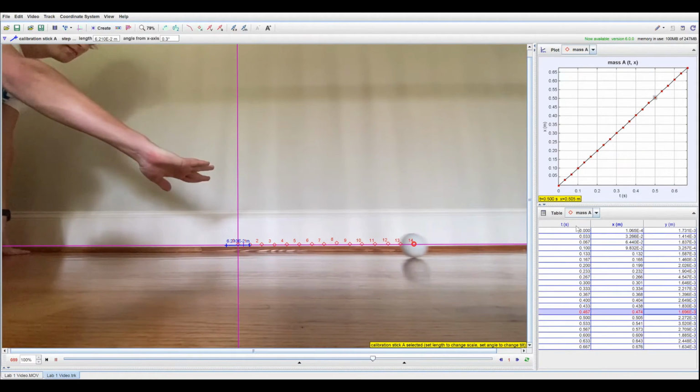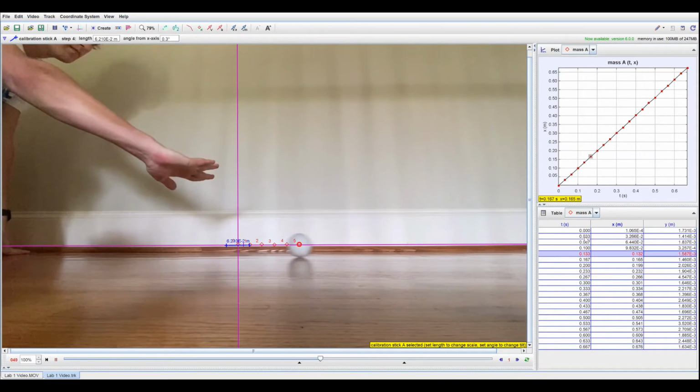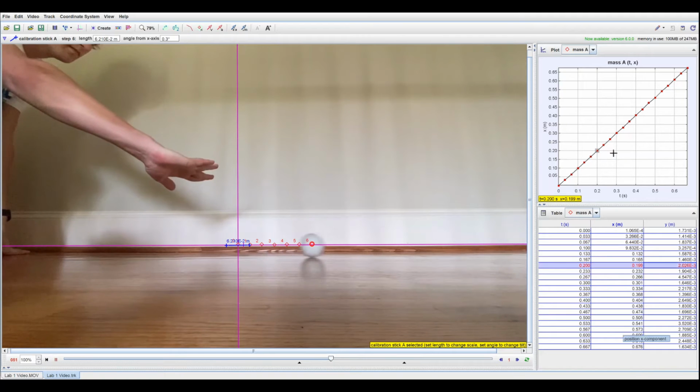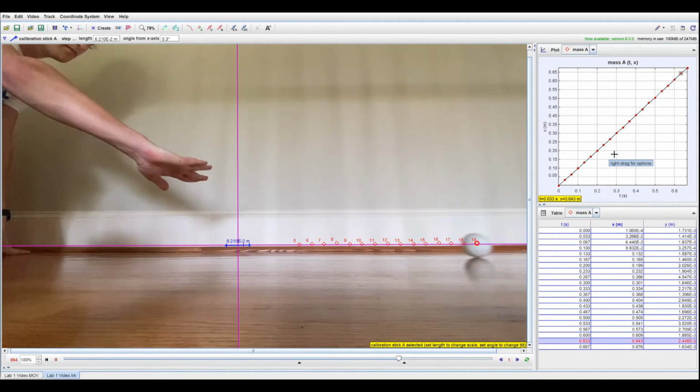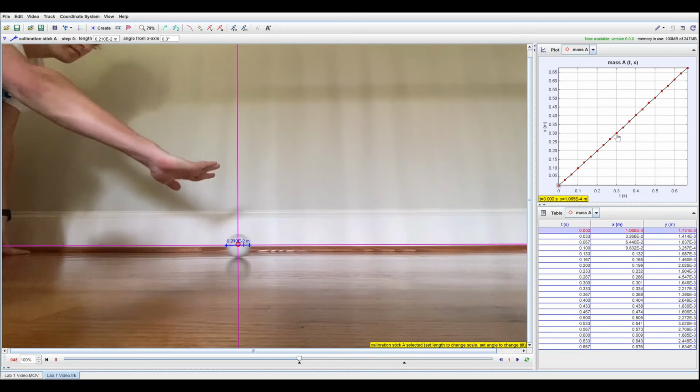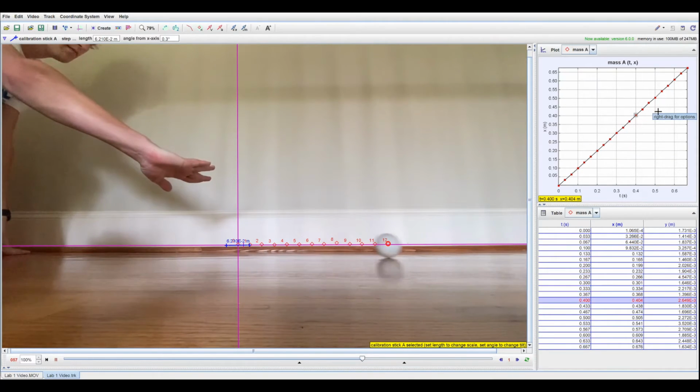As you can see when you look at the table, the time has a time step of 0.033, and you can also see the positions. When you look at the graph, you can see that it has a positive slope in the x direction. Therefore, the ball also appears to have a consistent slope, which would infer that the ball has a constant velocity.